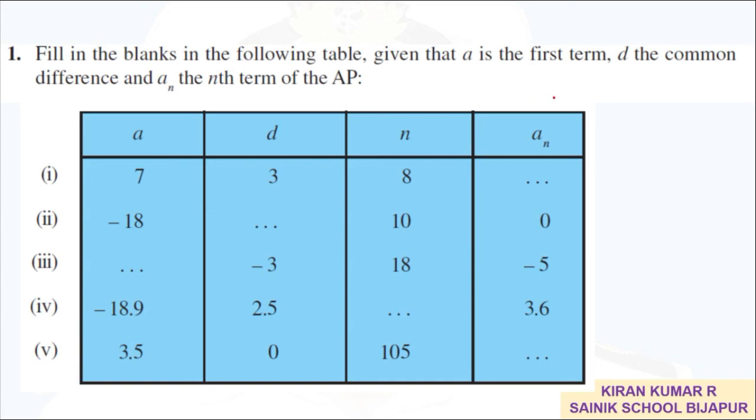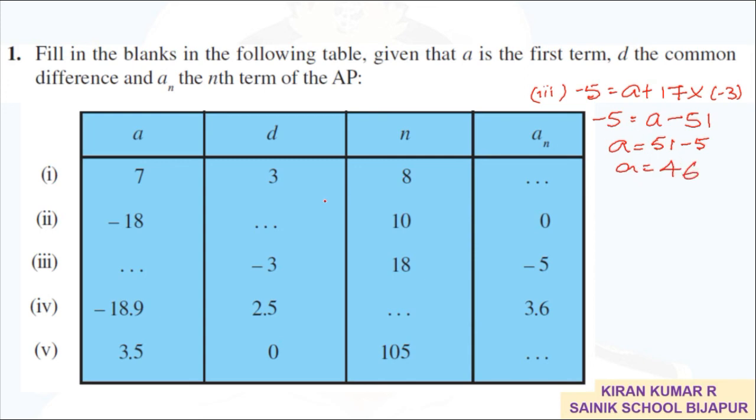an is negative 5 equal to a plus n minus 1, which is 17, times d, which is negative 3. So minus 5 equal to a minus 51. So a will be 51 minus 5. We get it as 46. So the first term is 46.